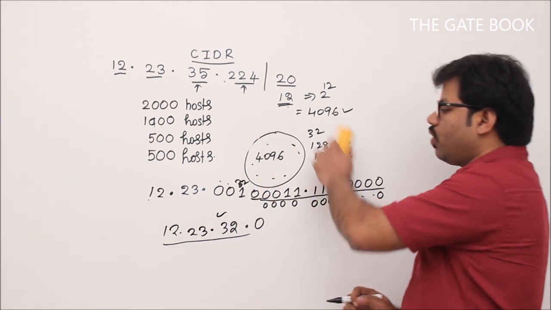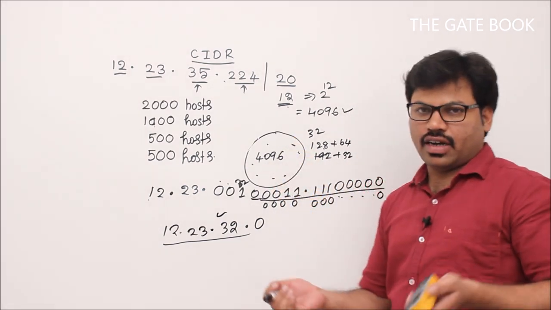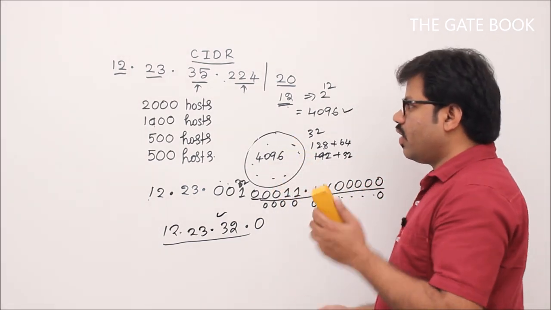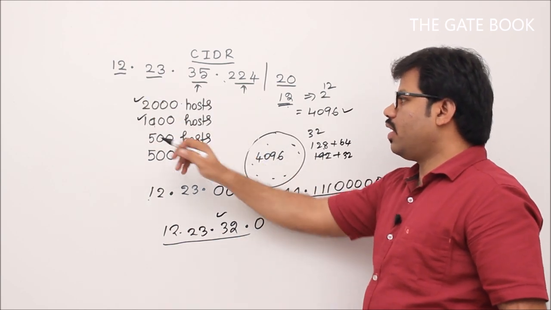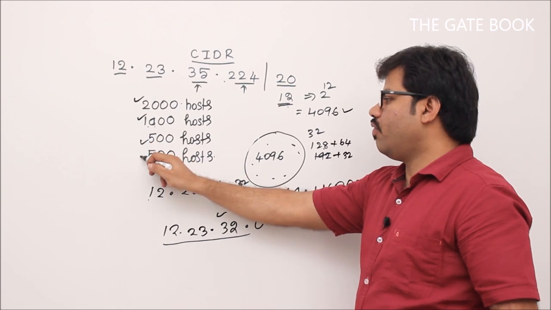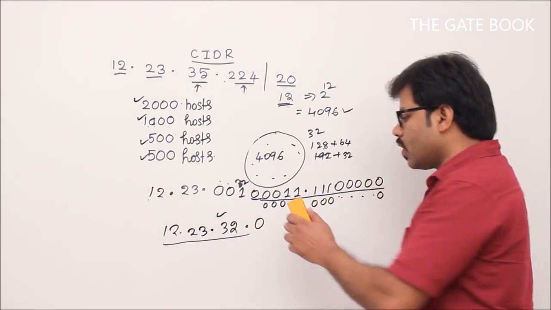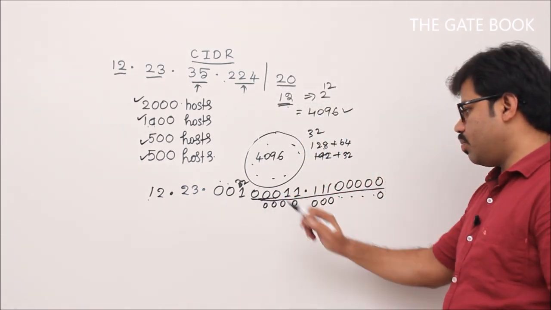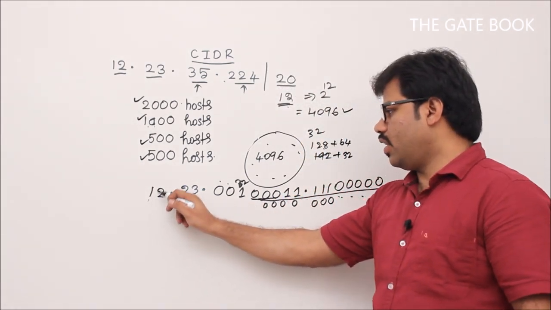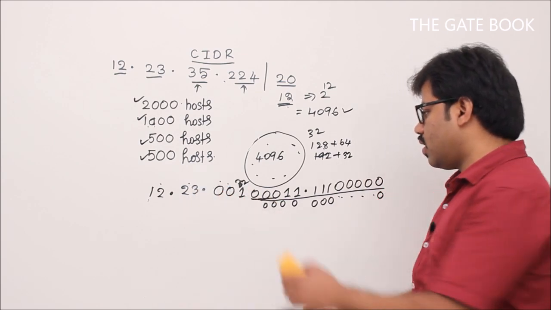If you create a network with 4096 device addresses, okay, but that is not our intention. We are going to create this model where 2000 hosts separate, 1000 hosts separate, 500, 500. How to do it, we will see. So finally you realize that this part is going to be the host part. This part we can't touch, right? These 4 bits we can't touch, remember.